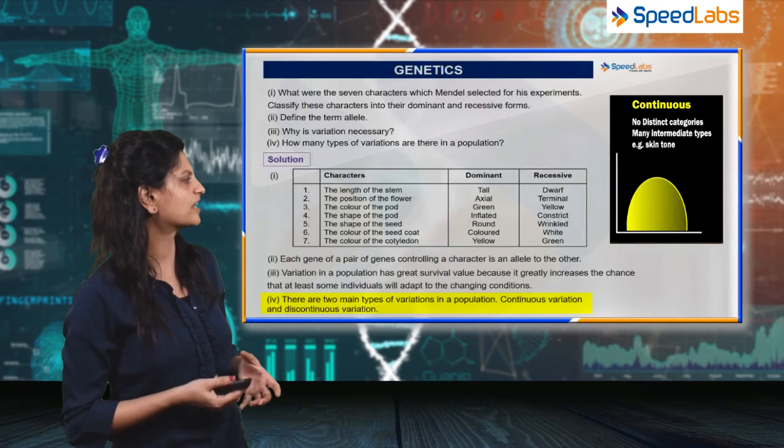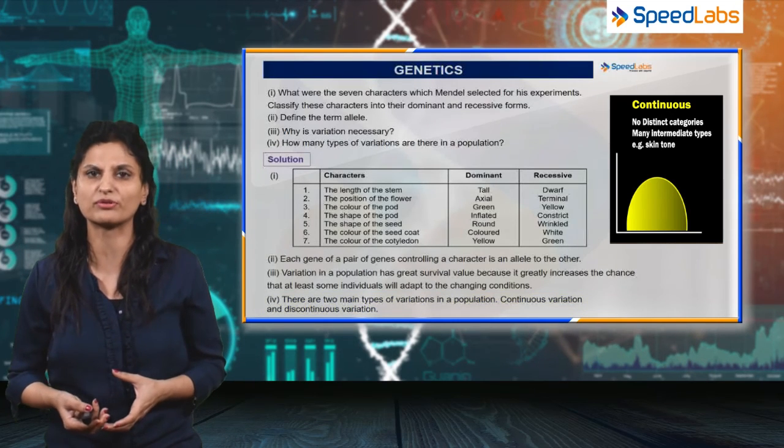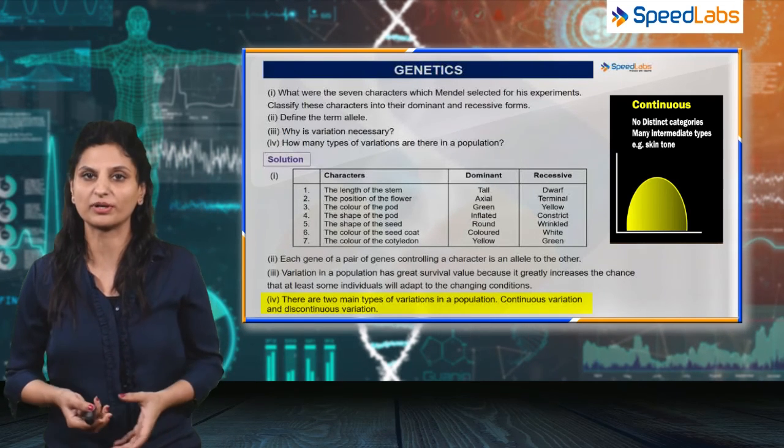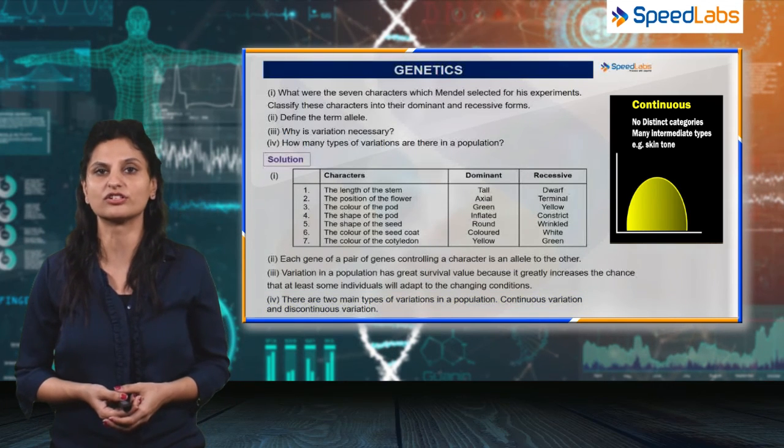Also, in case of discontinuous variation, it is not affected by the environment, while the continuous variation is affected by the environment. So these are the differences between discontinuous and continuous variation.